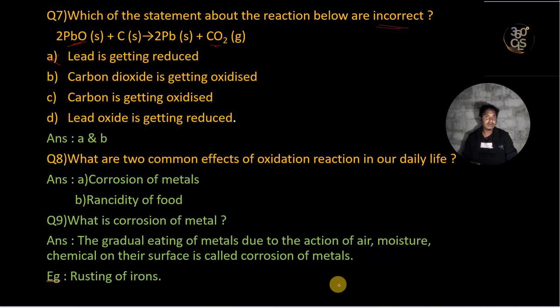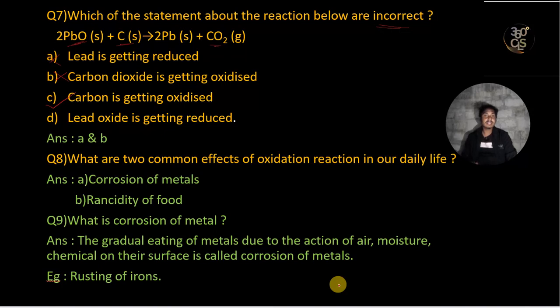Now the next option is carbon dioxide is getting oxidized. Here carbon is getting what? Oxidized, not carbon dioxide. So this is also incorrect. Carbon is getting oxidized. Yes, carbon is getting oxidized, not carbon dioxide. Carbon dioxide is not getting oxidized. Here carbon is getting what? Oxidized. So it is true.